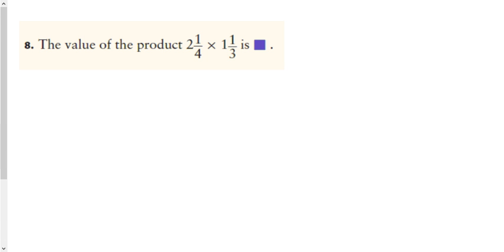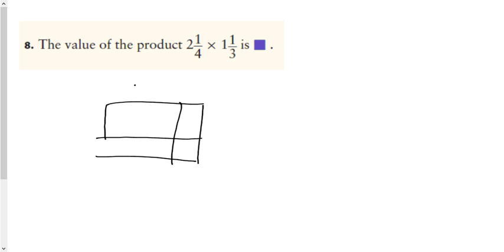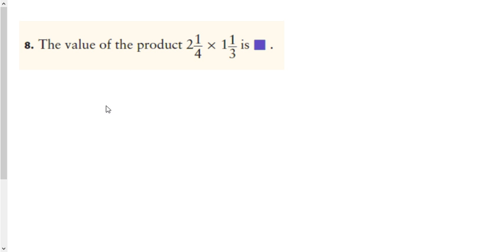Question 8 says the value of the product. What am I going to do here? Well, the hardest way to solve this question would actually be to use the area model. You know, 2 1/4 and 1 1/3. This would be 2, this would be 1/4, this would be 2/3, and this would be 1/12, and then add those parts together. You could actually multiply those two fractions together by using what we learned previously, your area model, right? But obviously that's not the most efficient method.